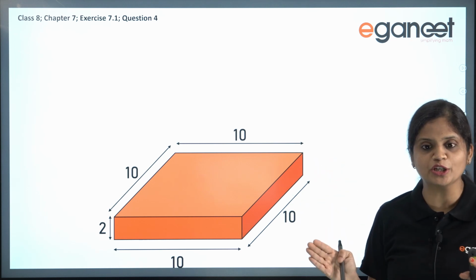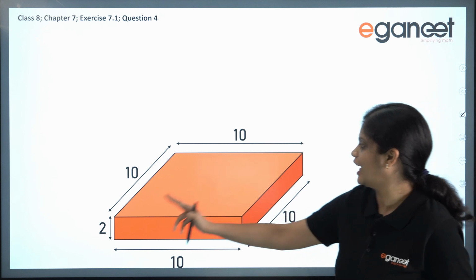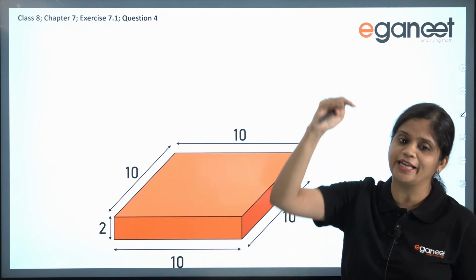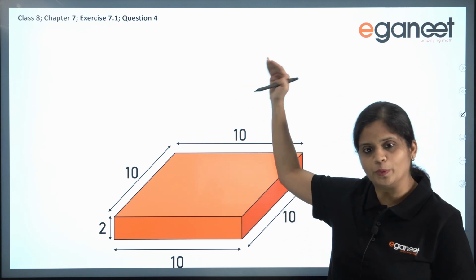So, now I have a big cuboid. If you observe the base, it will be 10, 10 and 2. What should be done? The height should be increased to 10. And how can that be done? By placing such slabs one over the other.